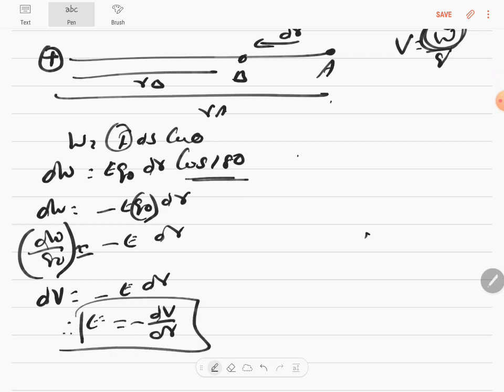This is the formula. E is equal to minus dV by dr, which shows that electric field is the negative of the potential gradient. The SI unit can also be volt per meter. E is equal to F by Q, which is newton per coulomb, but this is also volt per meter.